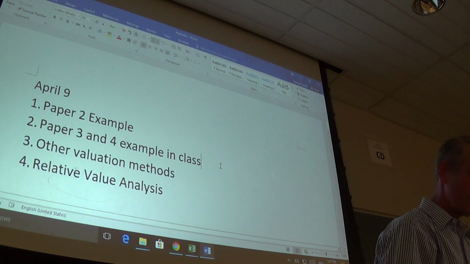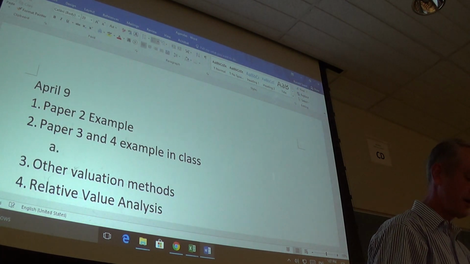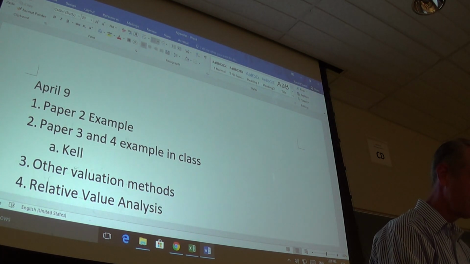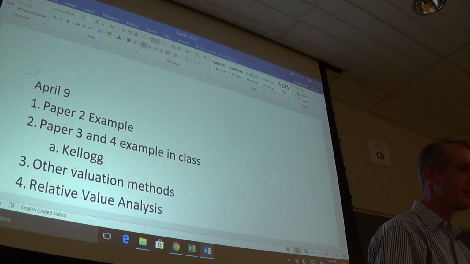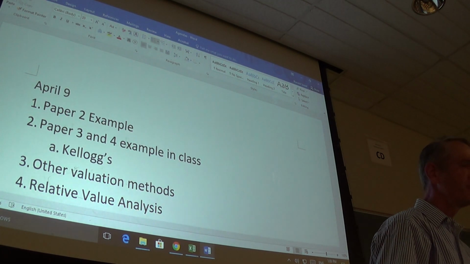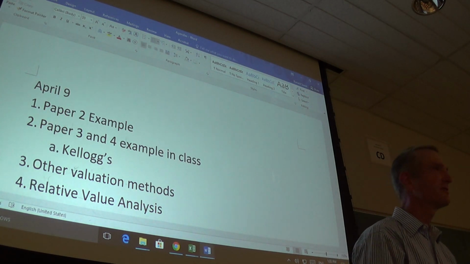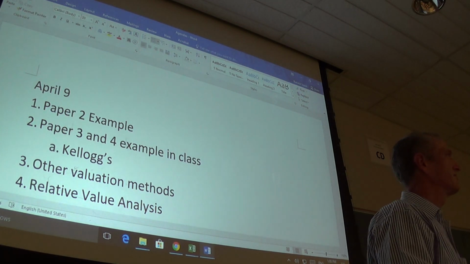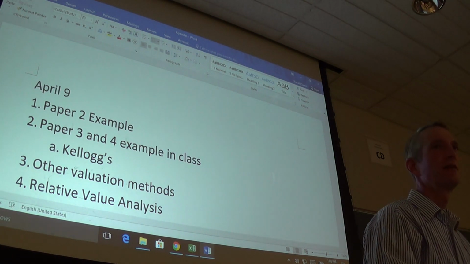So I was going to do Campbell Soup, but Campbell Soup lost money. So I'm going to do Kellogg, and I don't know how to spell Kellogg. Is that close? Something like that? So I'll do Kellogg's, which means you can't do Kellogg's. So if you've already started, anybody doing Kellogg's already on paper 3 and 4? I haven't started 3 and 4.